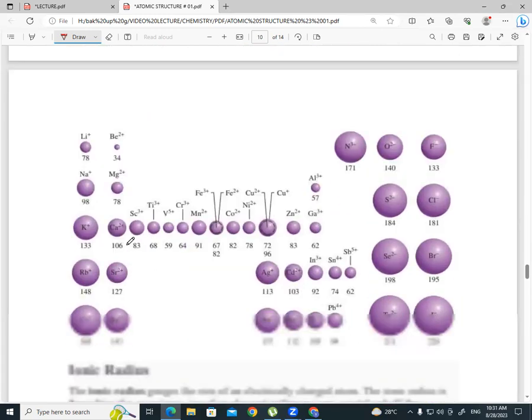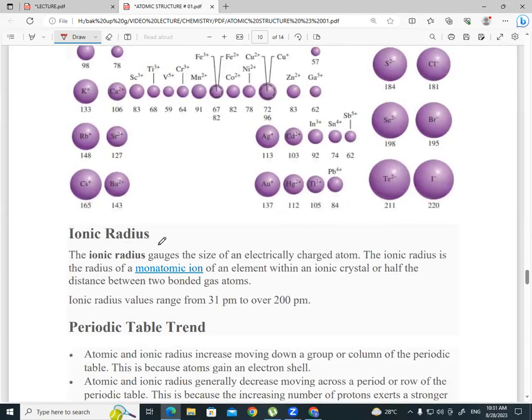Next thing is ionic radius. When we talk about ionic radius, there are two types of ions. One is the positive ion, while the other one is the negative ion.